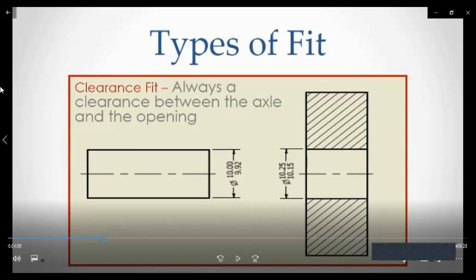How much clearance will we have if a part is selected that has a size of 10.15 and the shaft has a size of 10? Exactly. So how much clearance will we have?